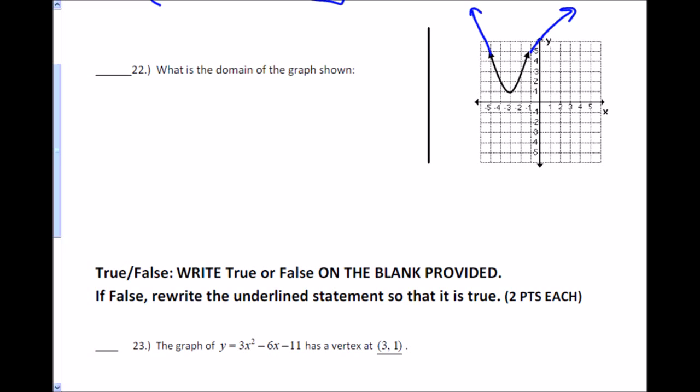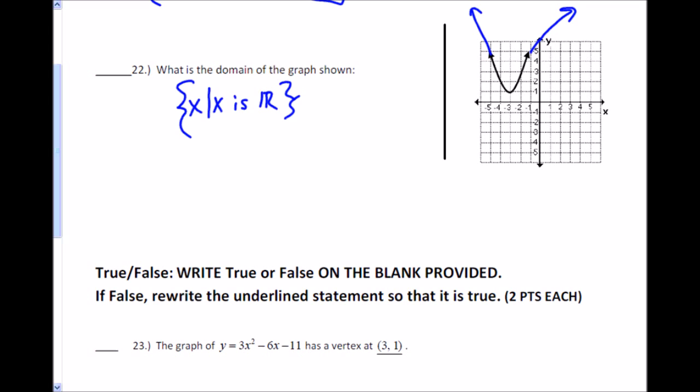So it's going to keep getting wider and wider and wider, which means I'm going to be touching here, here, here, here. No matter where I put this vertical line, I'm touching the function, which means the domain is x such that x is all real numbers. And that's our symbol for all real numbers. Okay? That's it.